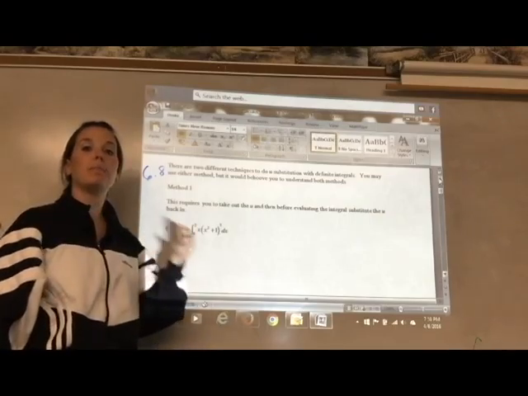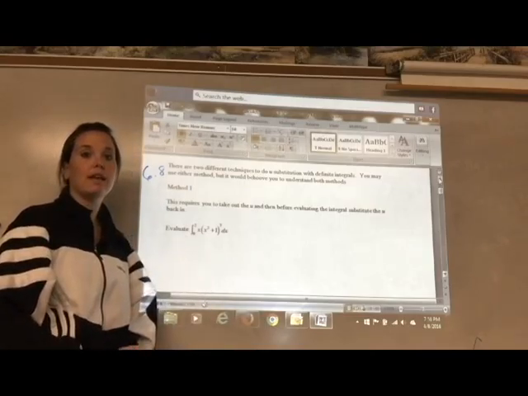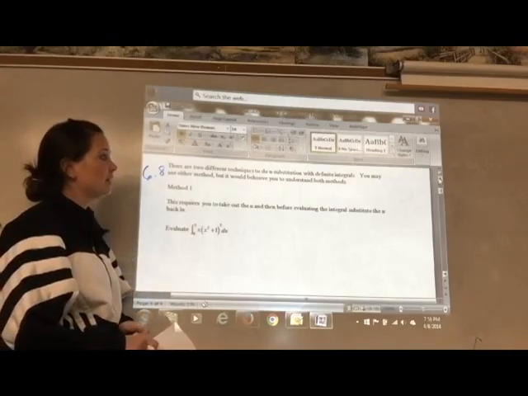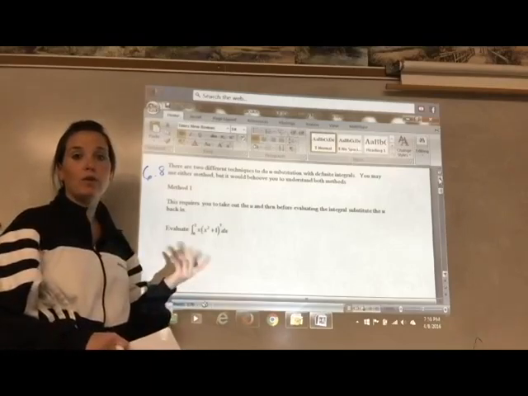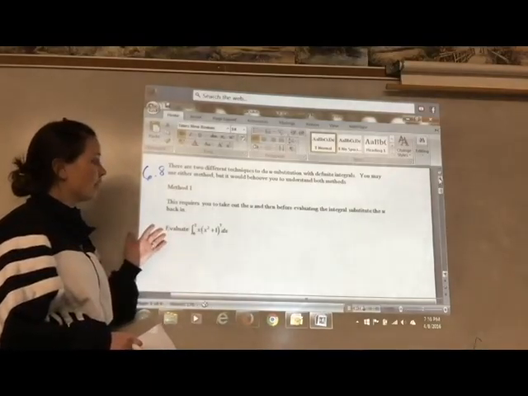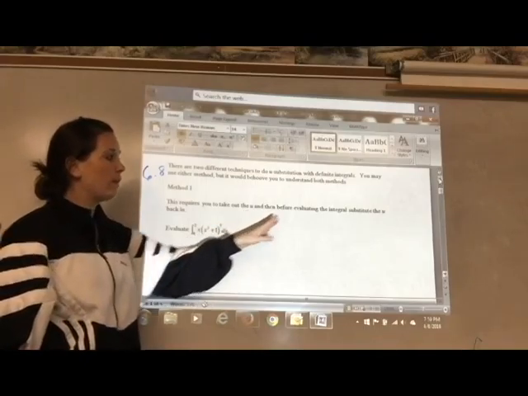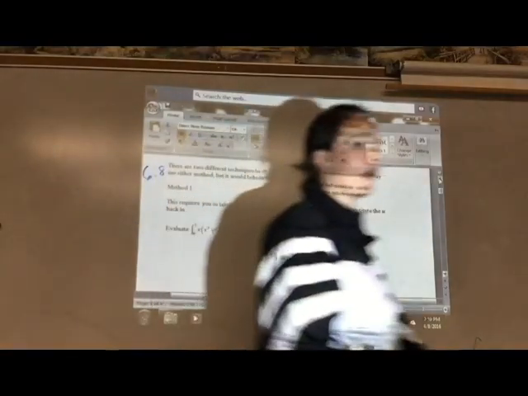So we're going to have those bounds back again, that lower and upper bound, which means you will not be having a plus C. I honestly don't know which method I like better, and it says here it would behoove you to know both. So let's just get started and see if you have a preference. Method 1 requires you to take out the U, and then before you evaluate the integral, substitute the U right back in. Okay, so here we go.